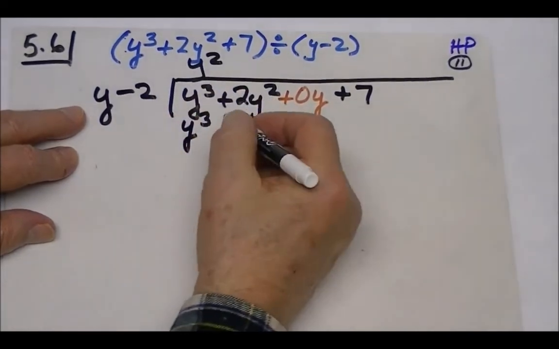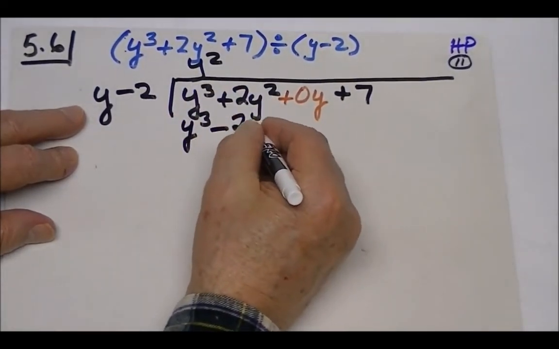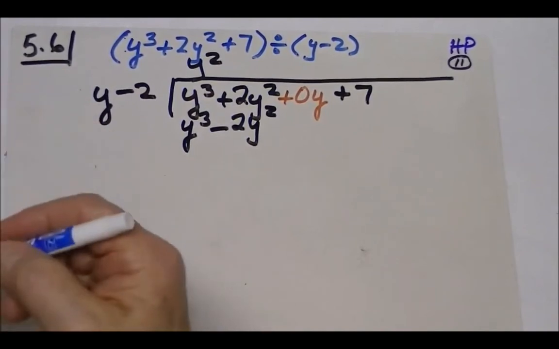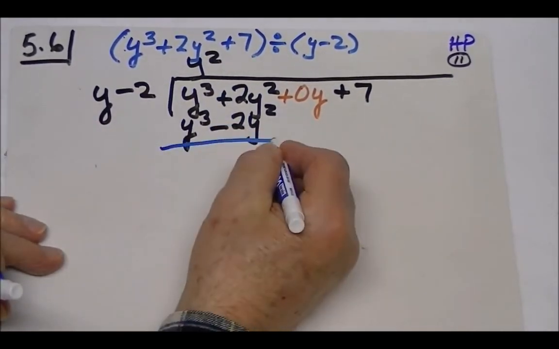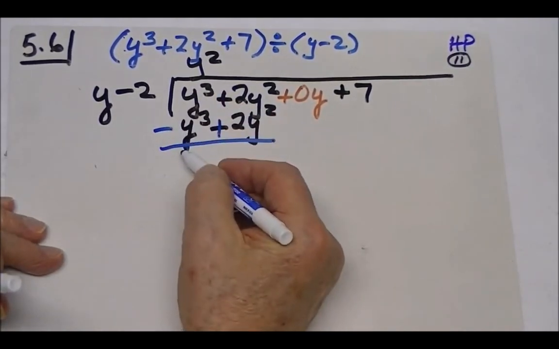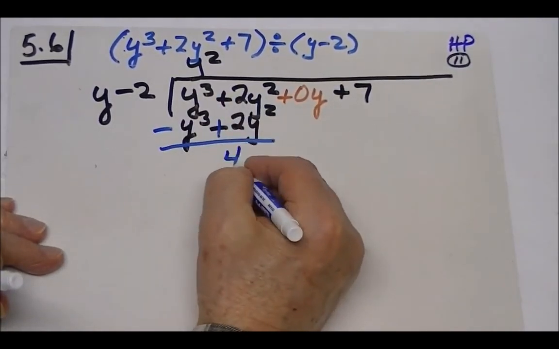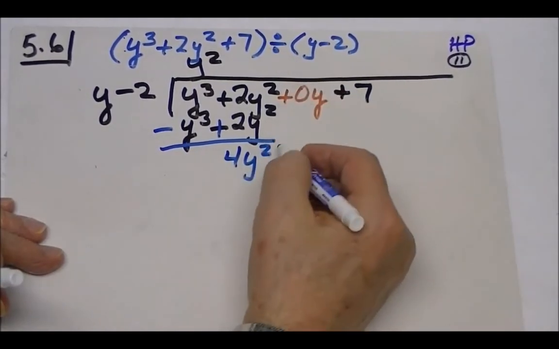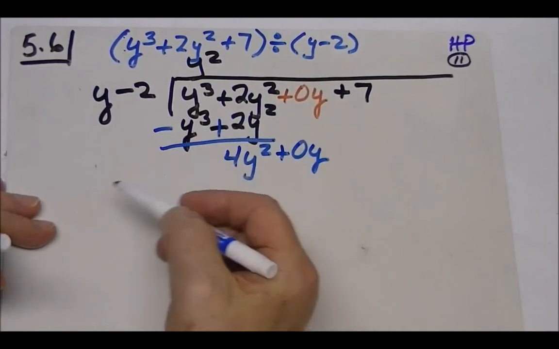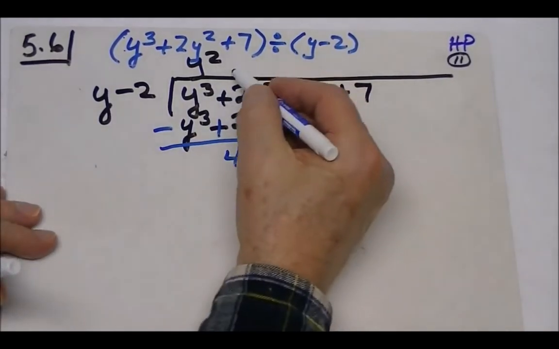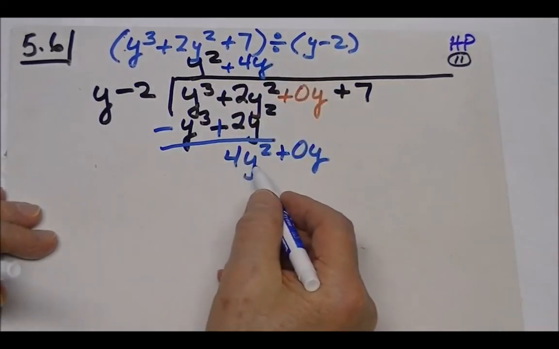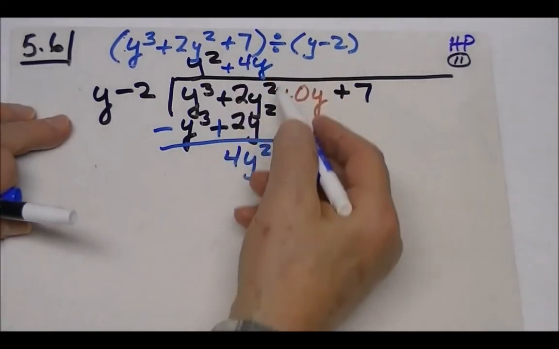A negative 2 times this is a negative 2y to the second. Now the rule is, as we put our line underneath it, we need to change our signs. So this cancels out. This now becomes 4y to the second. We bring down this term, and y goes into there how many times? Well, plus 4y. We're just dividing this by y, and we end up with 4y.